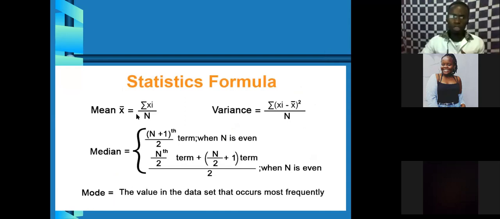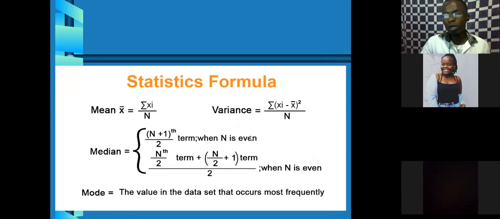So we've already talked about the mean. This is the mean, okay. We'll talk about the variance later on. But when you have an even number, sorry, this one is for odd, right? I think this should be a mistake. Here, the first part here, this is for an odd number, okay?